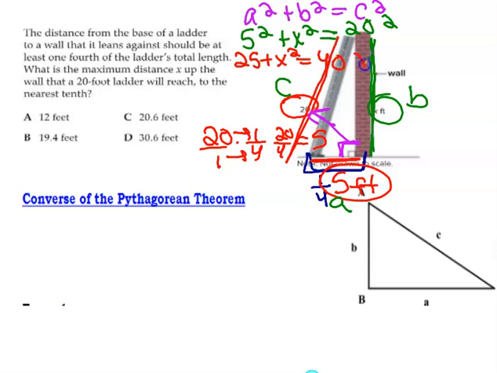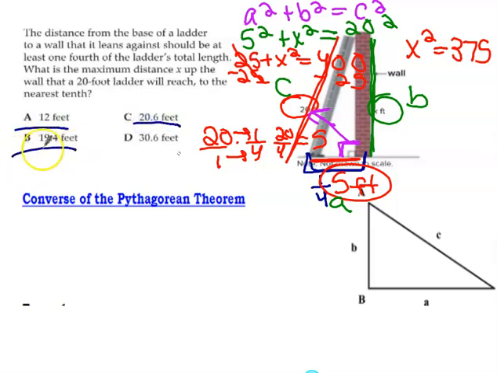20 squared is 400. Subtract 25 from both sides, and I have x squared equals 375. This is the part where people say, oh, that's not any of my answers. I can't have a wall that's 375 feet. No, it's going to be way up there, and it's not going to make a right triangle. That's our mission, a right triangle.